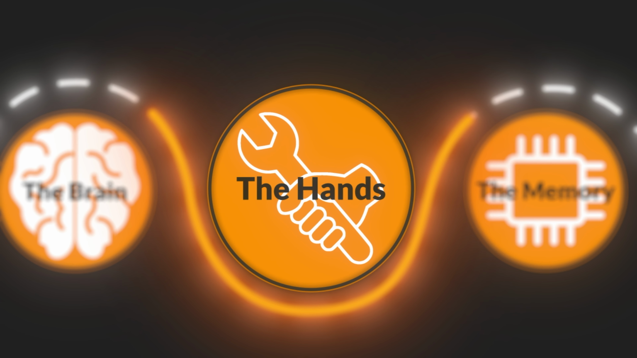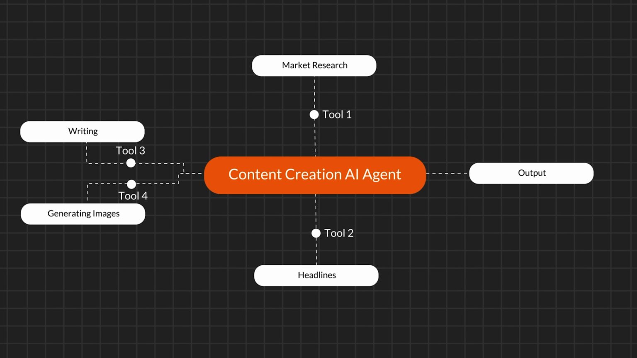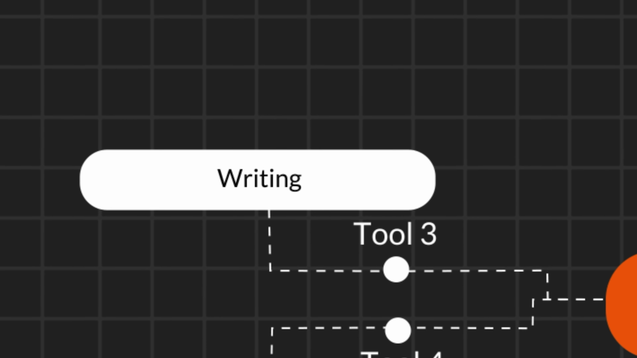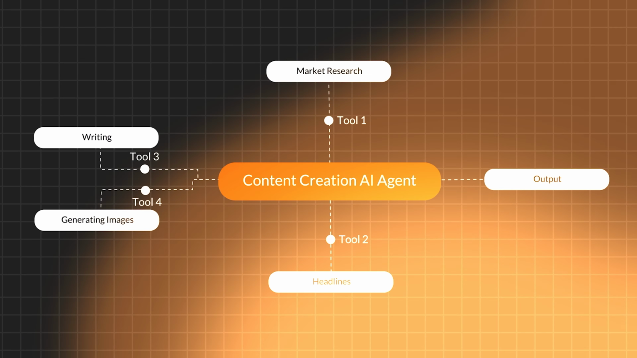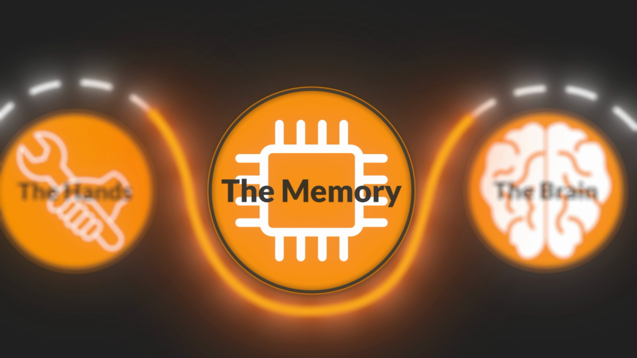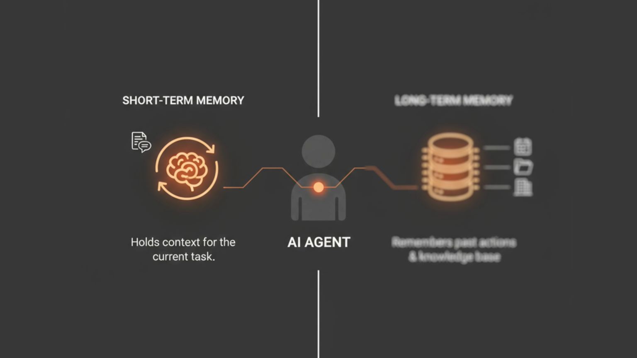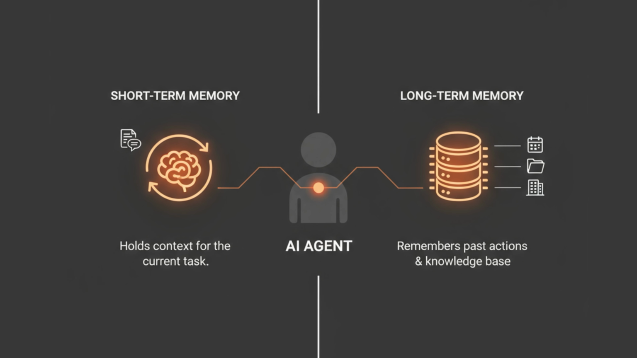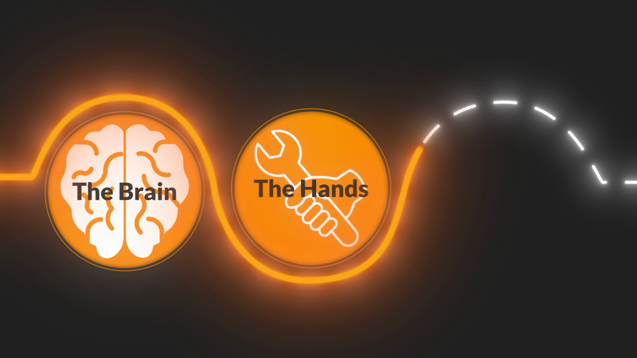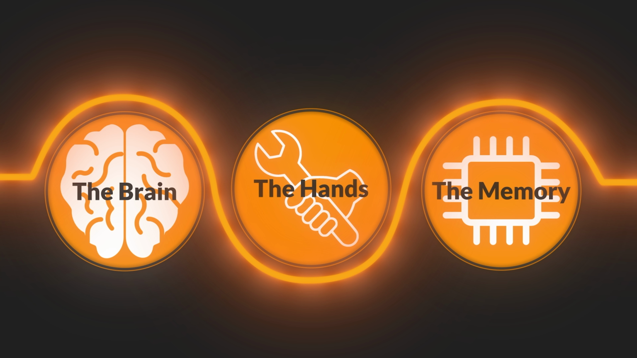The tools, or hands, are what let the agent take action. One agent might only need one tool. Others might need 10 or more. For instance, a content creation agent could use one tool for market research, another for headlines, another for writing, and a final one for generating images. The brain of an agent is usually a large language model like those from Gemini, Claude, or ChatGPT. And then there is memory, which has 2 types. Short-term memory lets an agent hold context during a single task, and long-term memory is what allows an agent to remember what it did last week or refer back to your company or personal knowledge base. So if you understand the brain, hands, and memory, you already know the recipe for how agents are built.